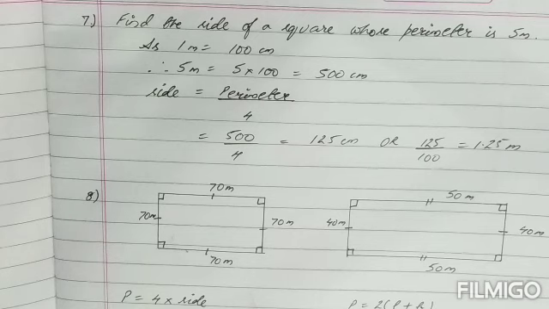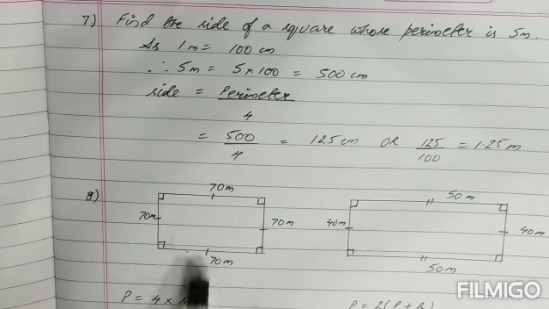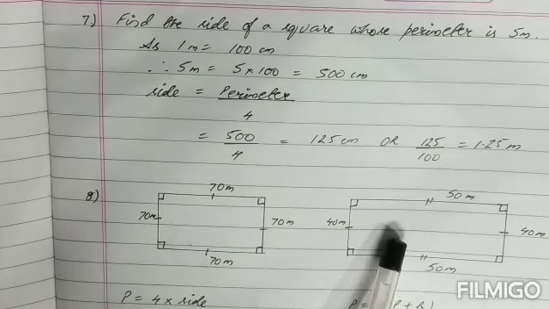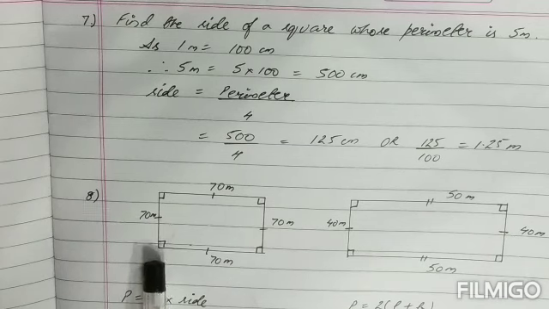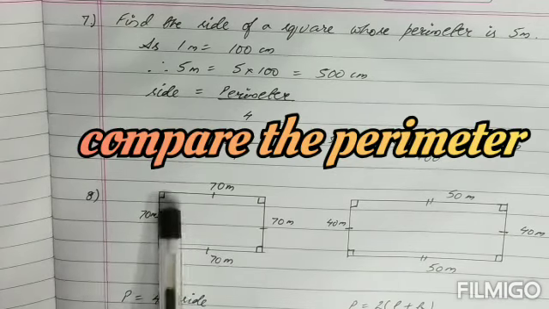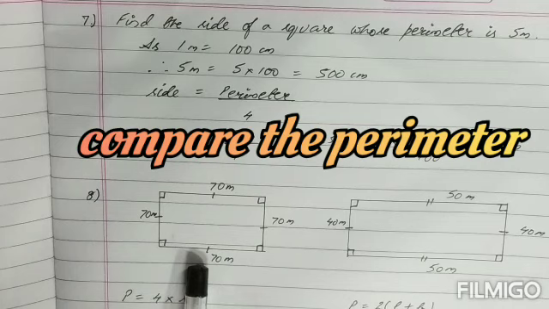Now for the 8th one, children, a square field of side 70 meters, whereas a rectangular field of length 50 and breadth 40 meters is given. Which of the two fields has a greater perimeter and by how much? Now for this question, children, I have made the figures to make it more clear. We first have a square of side 70 meters. That is what I have drawn. 4 sides are of 70 each.